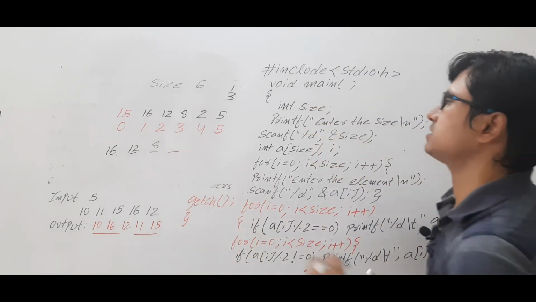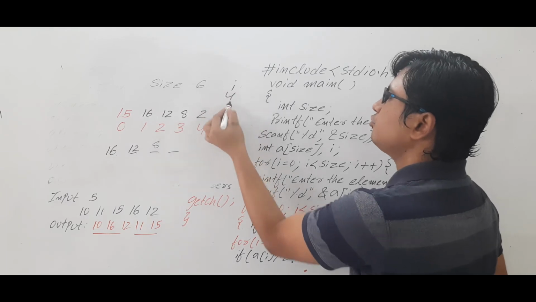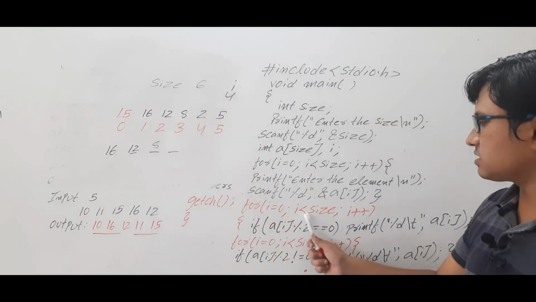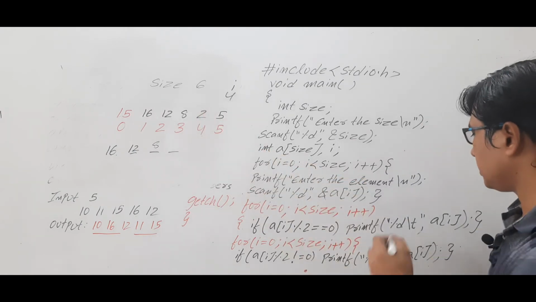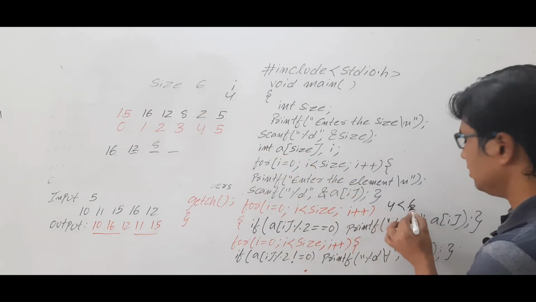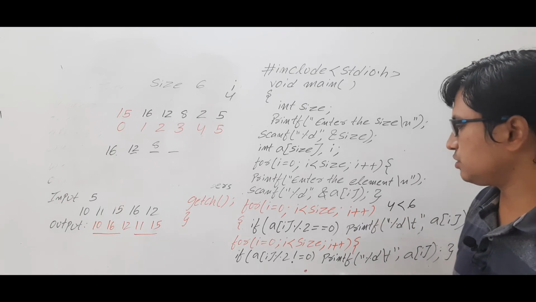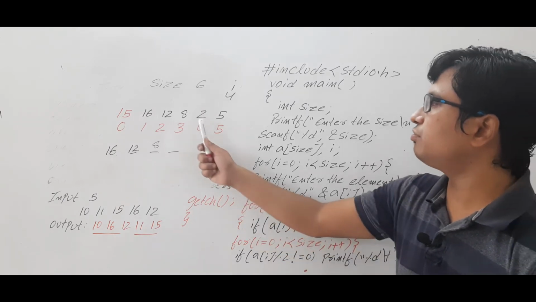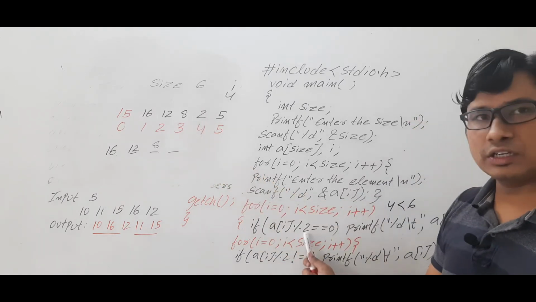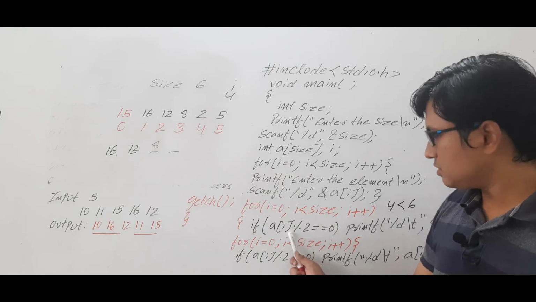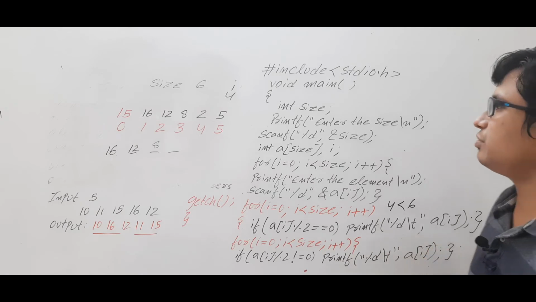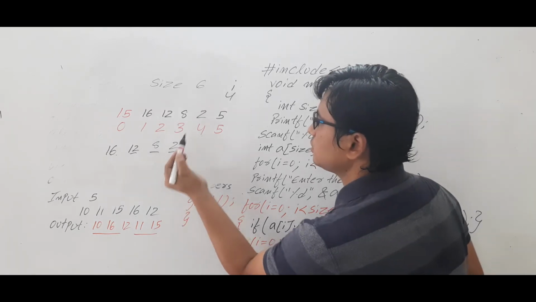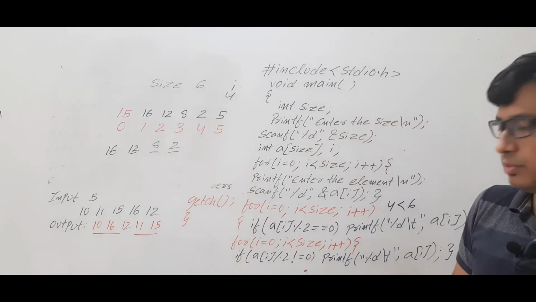Now i++. The i value will become 4. 4 is less than size. 4 is less than 6. Yes, the condition is true. If you have a doubt, let me write here. 4 is less than 6. The condition is true. a[4]. a[4] is having 2. 2 modulus 2 is equal to 0. So 0 is equal to 0. Yes, the condition is true. Now you have to display a[4]. a[4] is having 2. Is it clear? Are you able to understand?